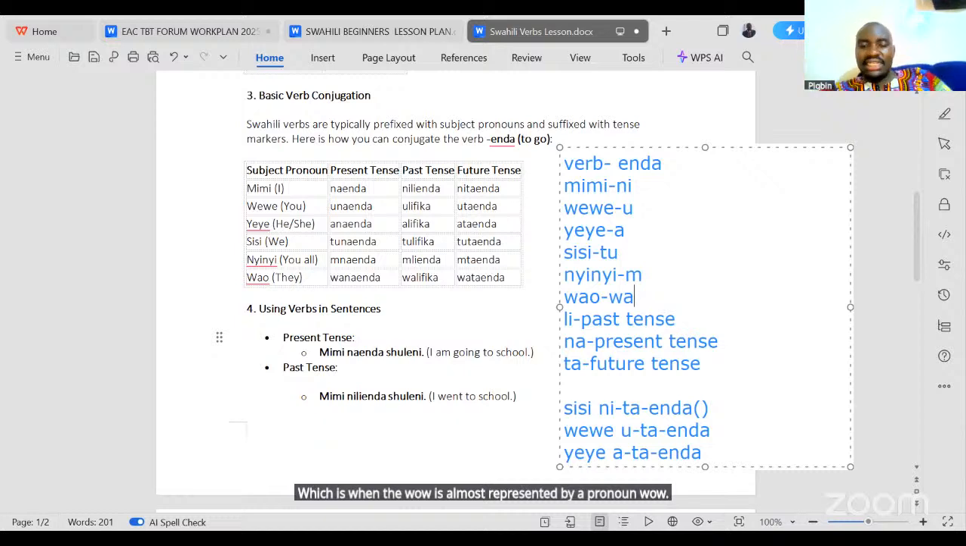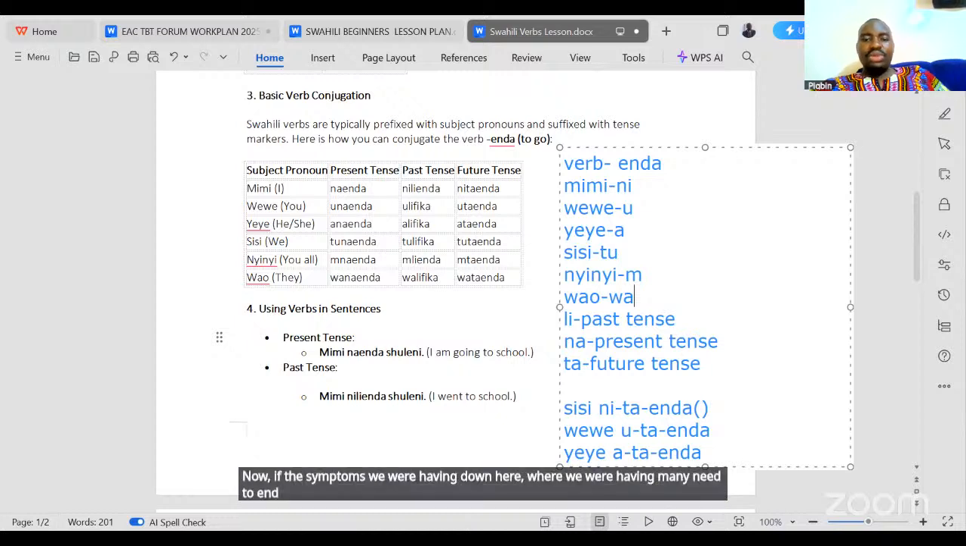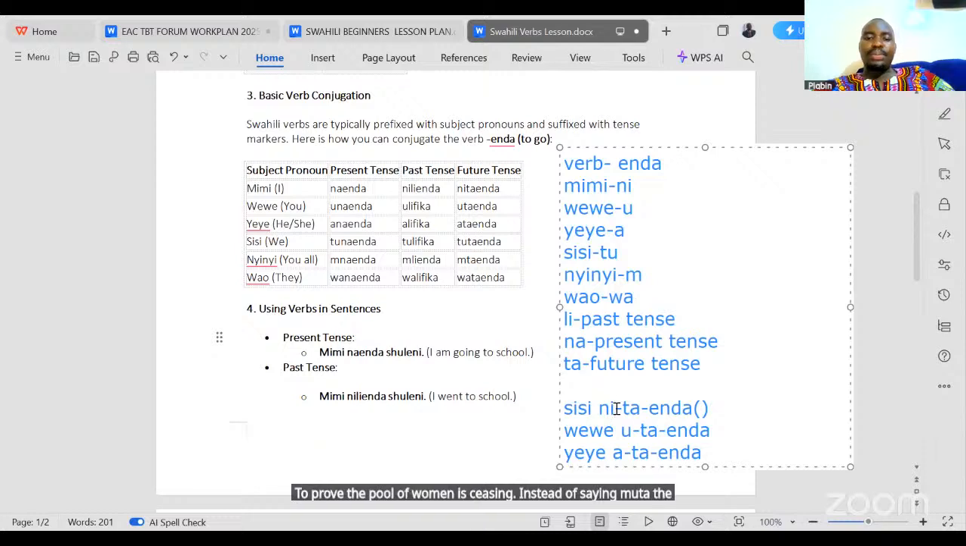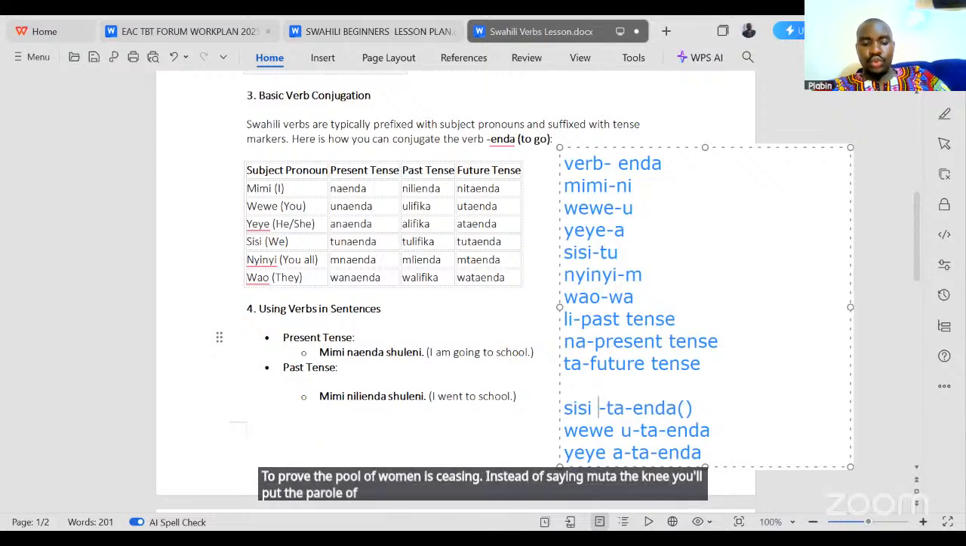Now, in the sentence we were having down here, where we were having mimi, when we change mimi from singular to plural, we will say the plural of mimi is sisi. Now, instead of saying nitaenda, the ni, you will put the plural of ni, which will be tu, and remain with everything else. So it will be sisi tutaenda.